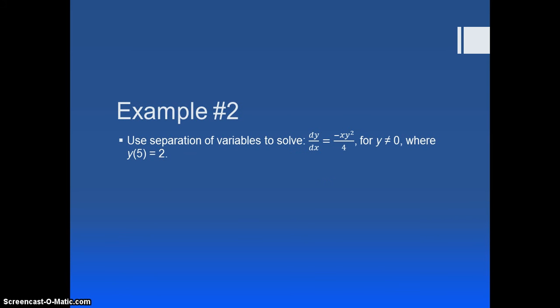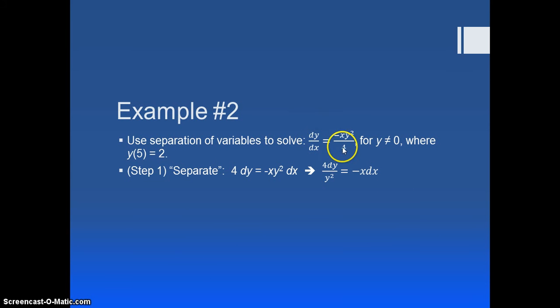In example 2, we've got the same sort of procedure. We're using separation of variables to solve dy dx is equal to negative xy squared over 4, as long as y is not equal to 0. And in this case, y of 5 is equal to 2. So again, we want to separate. We want to get everything with a y on one side of the equation and everything with an x on the other side of the equation.